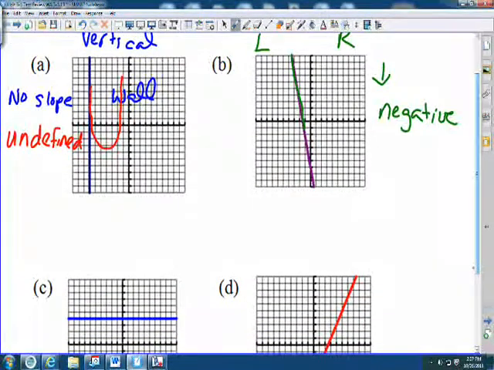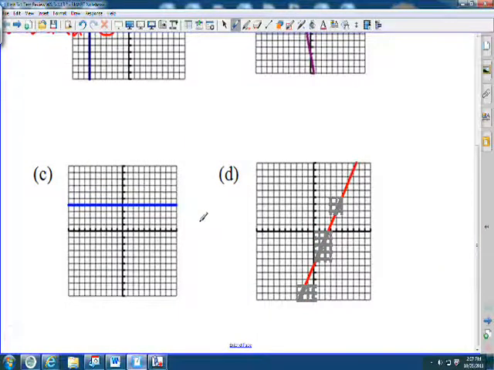Next, look at these two. Okay, this is a horizontal line. Horizontal has a zero, has O's in it. O's look like a zero. The slope is zero. I also can remember because it can make zero, Z. For a horizontal line, the slope is zero.